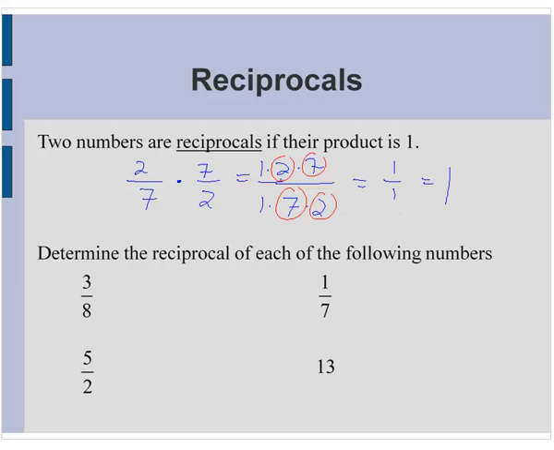The easy way to find the reciprocal of a fraction is to flip it over. So the reciprocal of 3/8 would be 8/3. The reciprocal of 1/7 would be 7 over 1, which is more simply 7. Why don't you try the other two on your own? The reciprocal of 5/2 would be 2/5. And the reciprocal of 13, well, I can think of that 13 as 13 over 1, so its reciprocal would be 1/13.